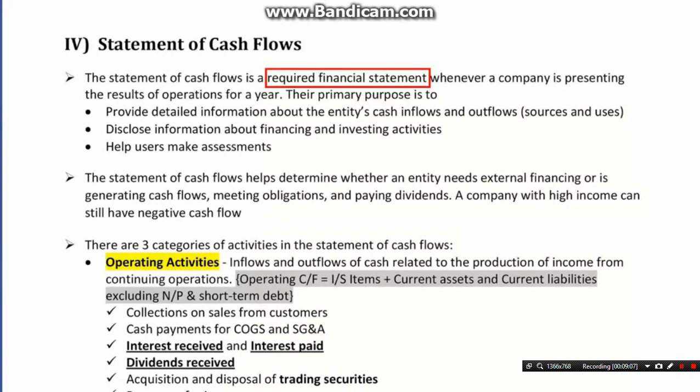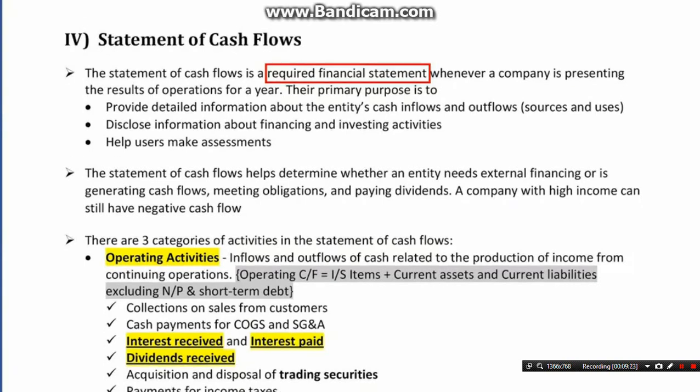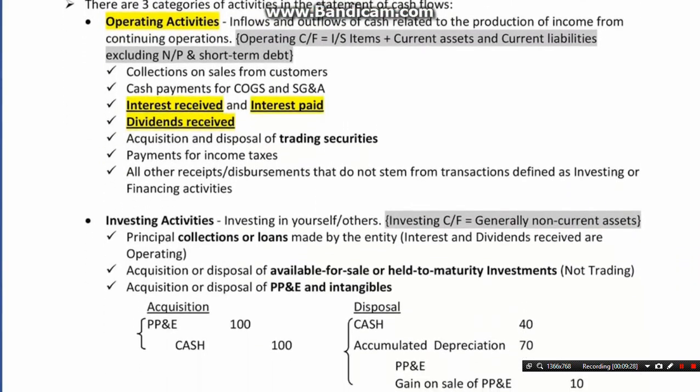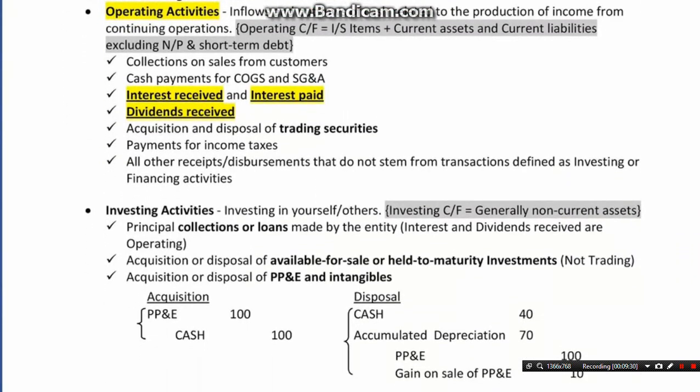And this includes collections on sales from customers, cash payments for purchases, and for SG&A. The tricky ones here, highlight interest received, highlight dividend received, and highlight interest paid. So even these are operating activities. Now, operating activities also include acquisition and disposal of trading securities, payments for income taxes.